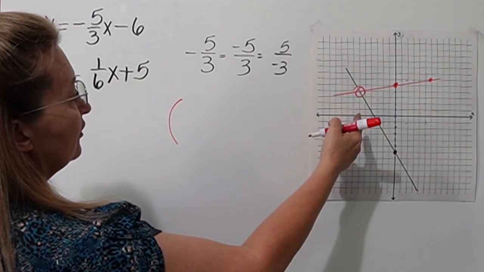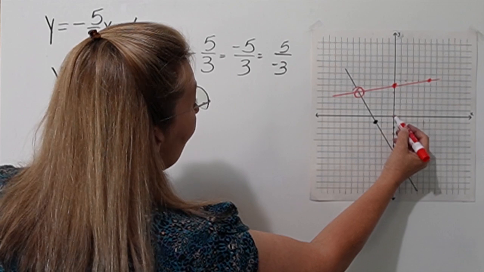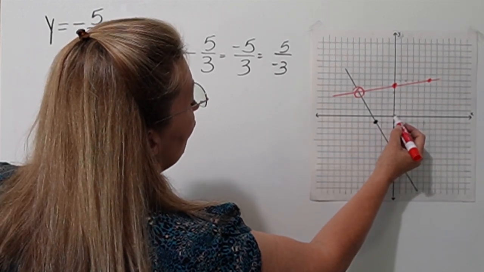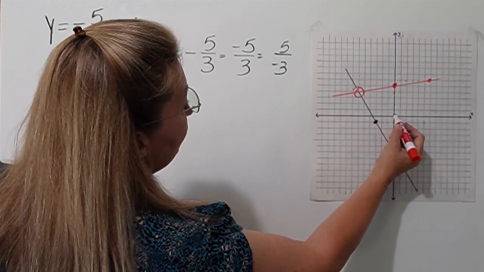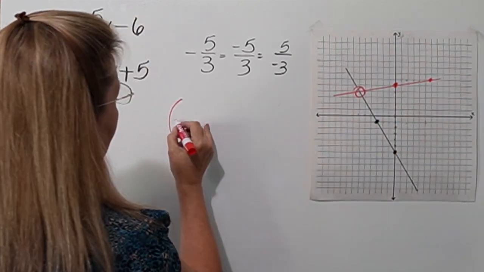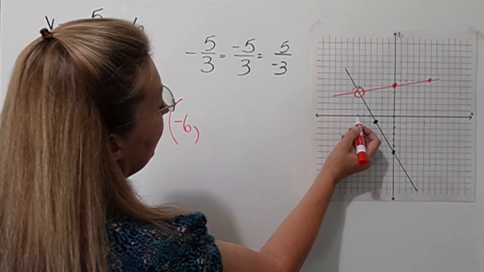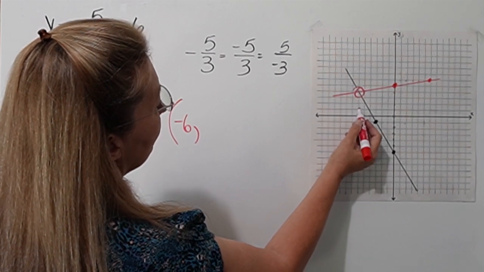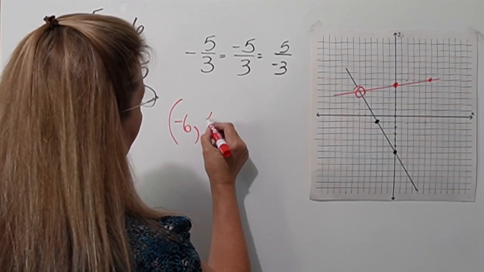So we're going to have to find the coordinate pair. So from the origin, how do you get here? Well, first, you go over your x coordinate, 1, 2, 3, 4, 5, 6. That's negative 6. And then you go up for your y coordinate, 1, 2, 3, 4.